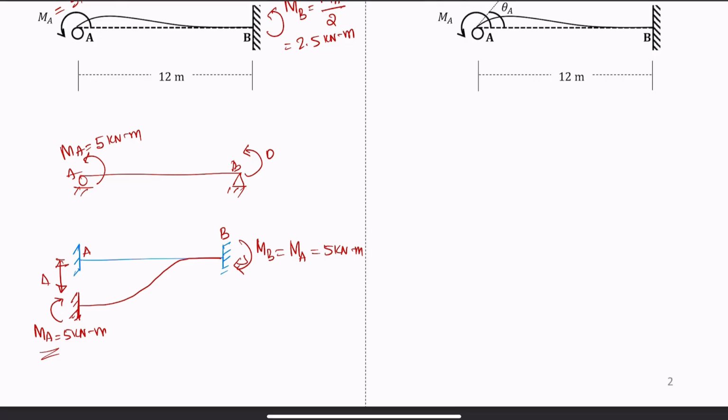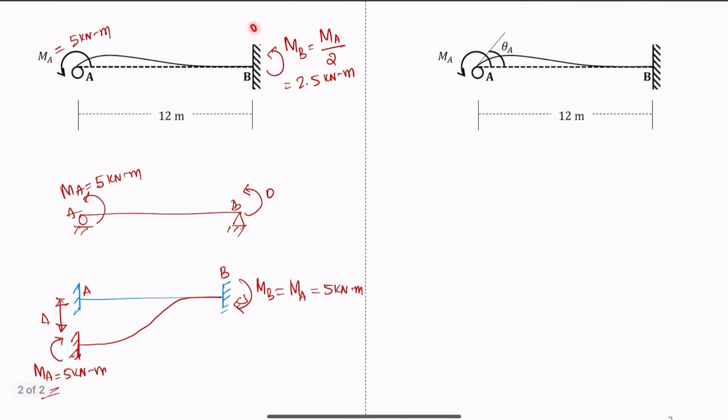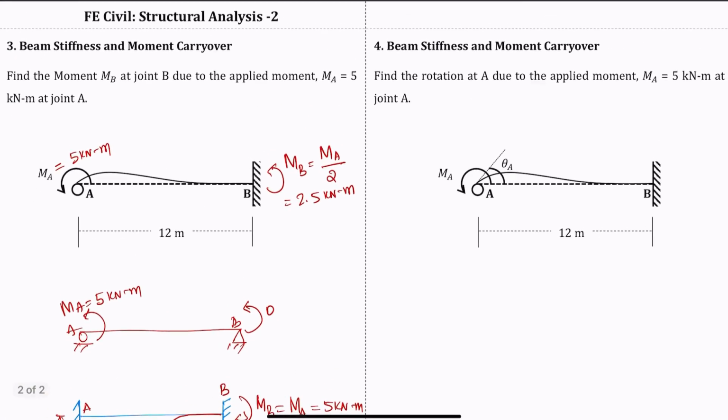But if one end is a roller, then it depends on what type of end condition it is. If it's fixed, then it will be half, and if it's a pin, it will be equal to 0. So that's what moment carryover means: how much of the moment will be carried over to the other support.